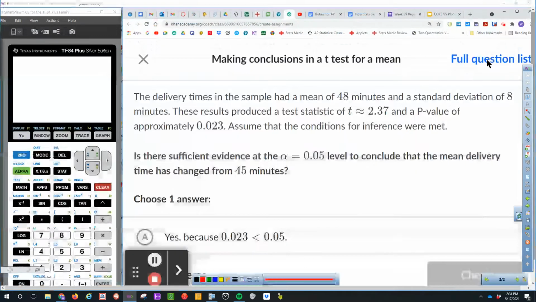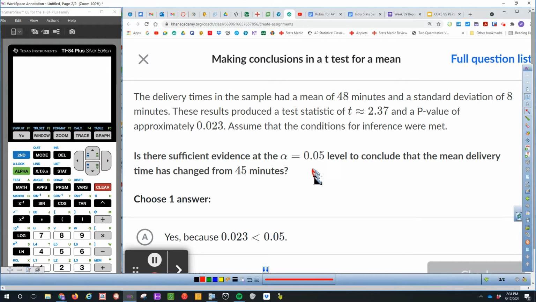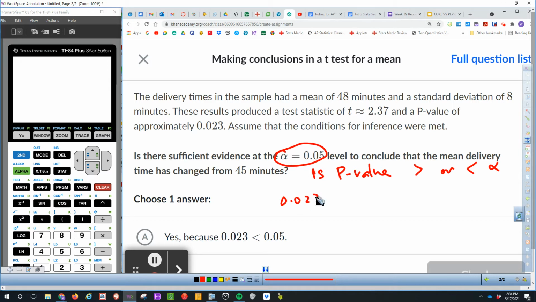In order to answer this question, you have to ask: is the p-value greater than or less than your alpha? And alpha in this case is 0.05. So 0.023 is definitely less than 0.05. If the p-value is less, we will reject.